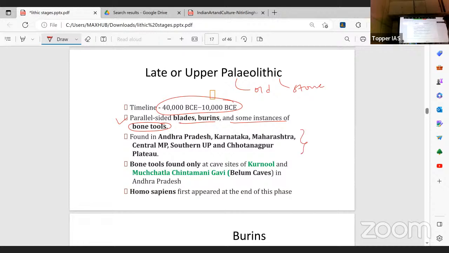Upper Paleolithic sites are especially in South and Central India: Andhra Pradesh, Karnataka, Maharashtra, Central Madhya Pradesh, Southern UP, and the Chota Nagpur plateau. Where is this Chota Nagpur plateau? Jharkhand, Chhattisgarh, Odisha, West Bengal.